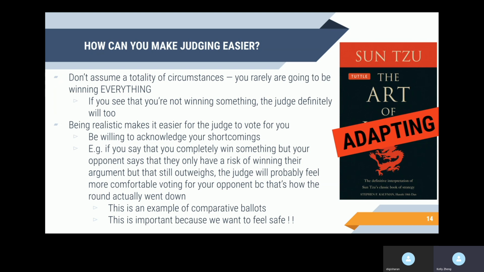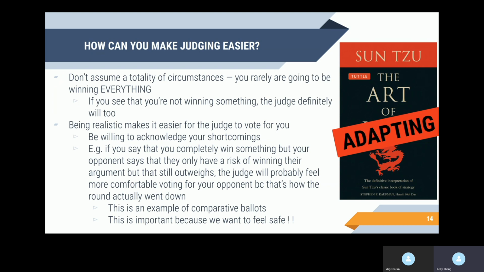So moving on, being realistic is really important because it makes it a lot easier to vote for you. For instance, if you say that you're completely winning your argument, but your opponent gets up there and says that they only have a risk of winning their argument, but this risk outweighs for X, Y, and Z reason, the judge probably feels more comfortable voting for your opponent because that's actually how the round went down, and that's how they saw the round too. Because you didn't actually win everything on your vote, even though you say you did.